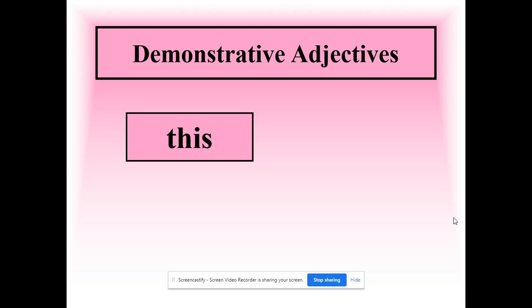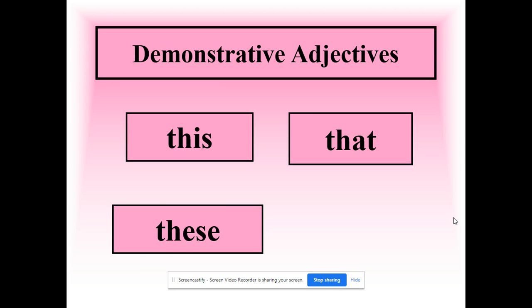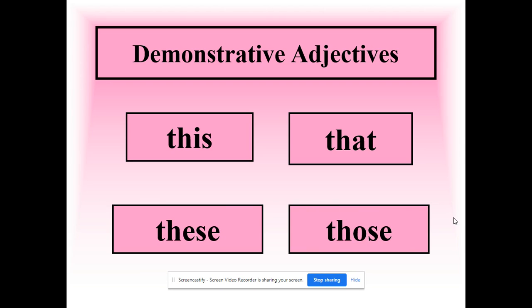And there are four main demonstrative adjectives that we're going to take a look at. First one is the word this. The next one is the word that. Then we're going to have these, and we have the word those. These are going to be the four demonstrative adjectives that we're going to be focusing on just this week.